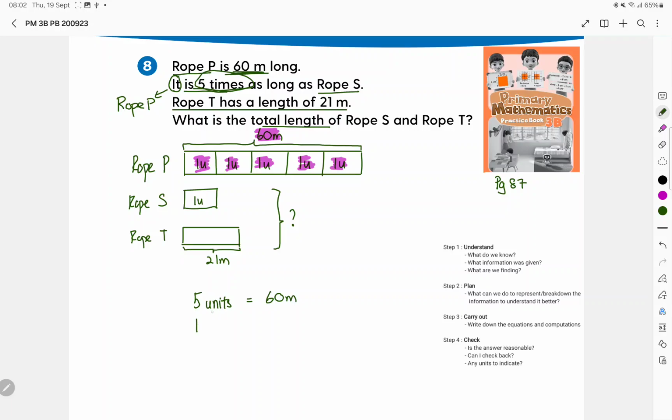So we can find the value of 1 unit. How to find 1 unit? If 5 equal units equals 60, to find what is one of them, you have to use division. You have to group them into smaller groups. Am I right? There are 5 equal units that is equal to 60. To find what is one of them, one group of them, 1 unit in this case, you take 60 meters, you divide by 5. Okay, then you will do your long division. Let's do it by the side.